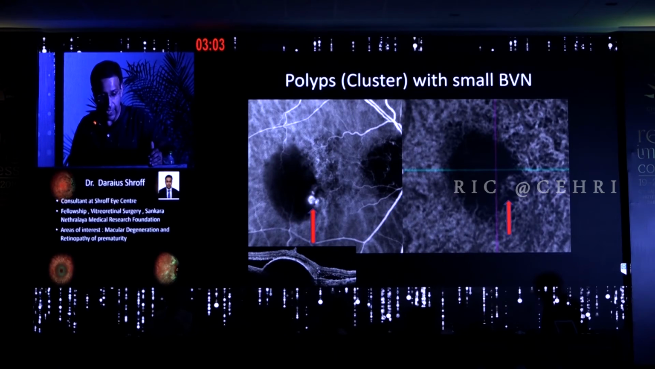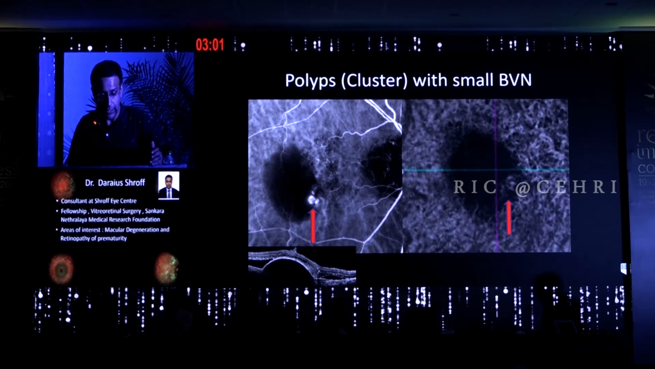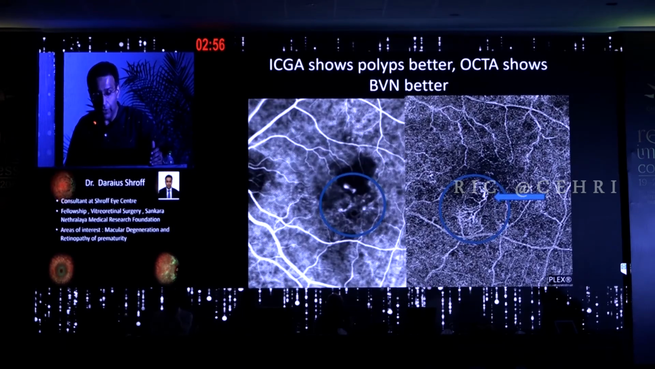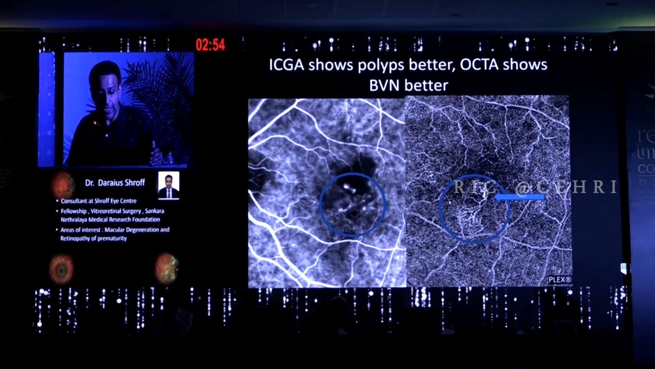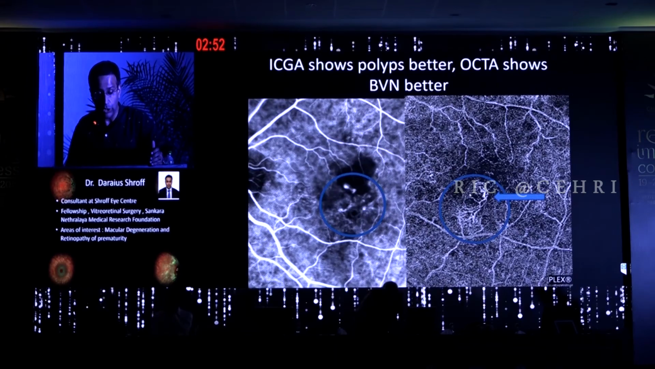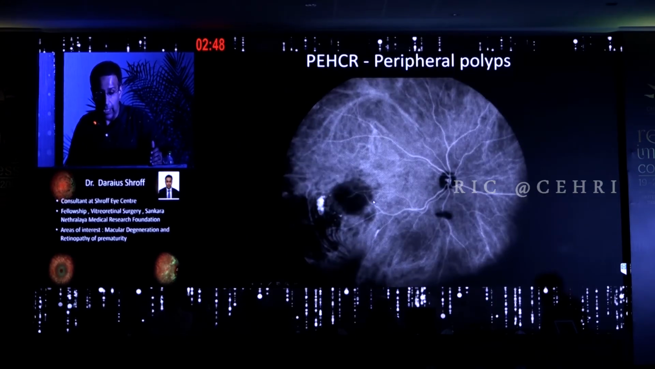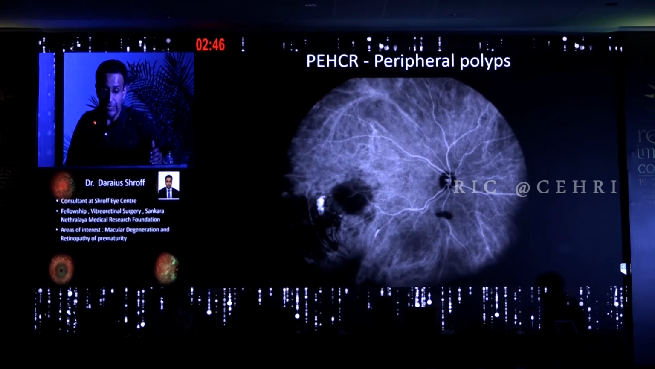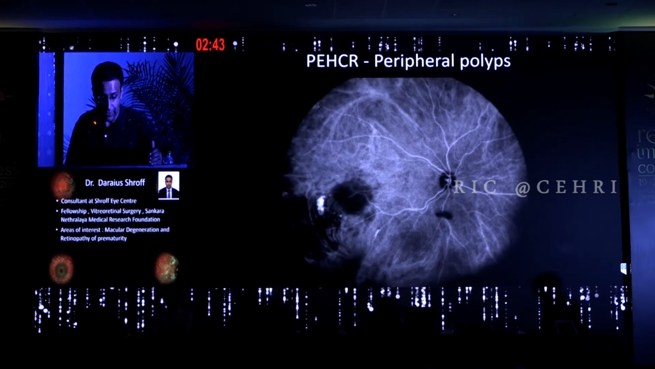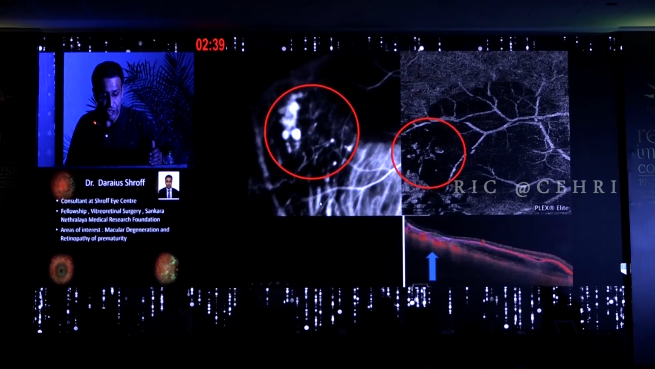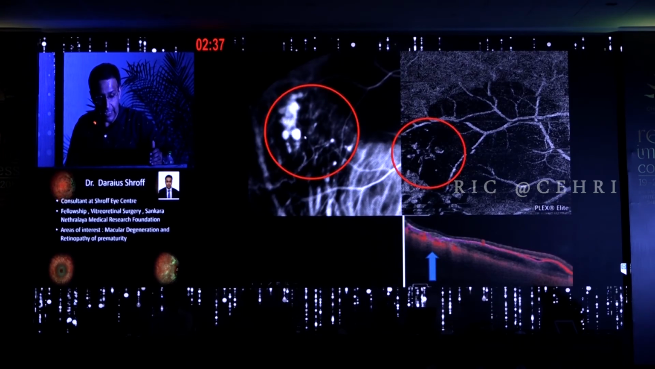So here you can see a nice BVN, and the polyps clustered at the edge of the BVN in this patient with a large PED. And here, like we have described earlier also, the BVN is seen better with the OCTA, but you can see the ICG beautifully picking up the polyps. Another patient of PEHCR, peripheral exudative hemorrhagic chorioretinopathy, one of my favorite things I'm trying to study now. So you can see this is the ICG, and here is the ICG compared to the OCTA.